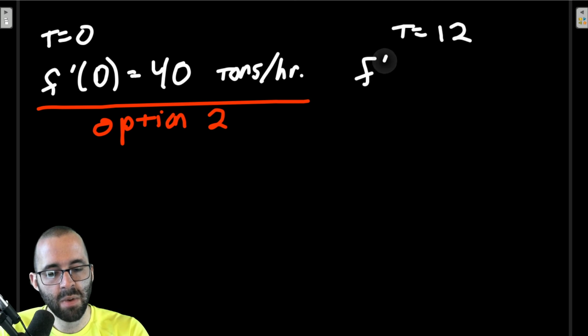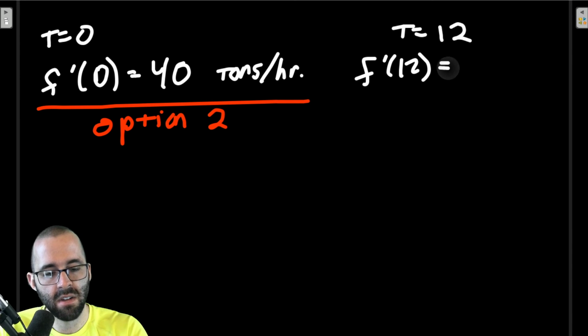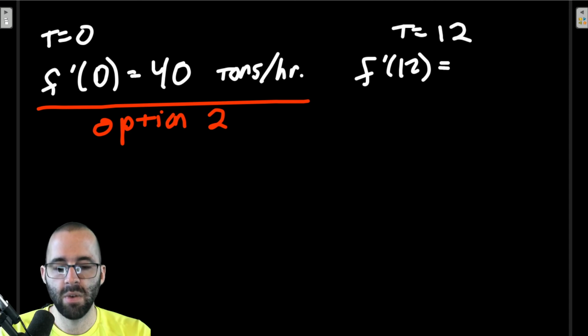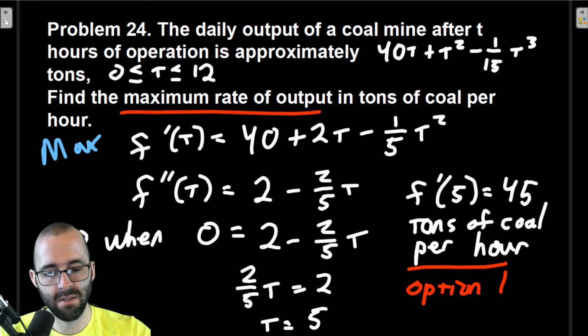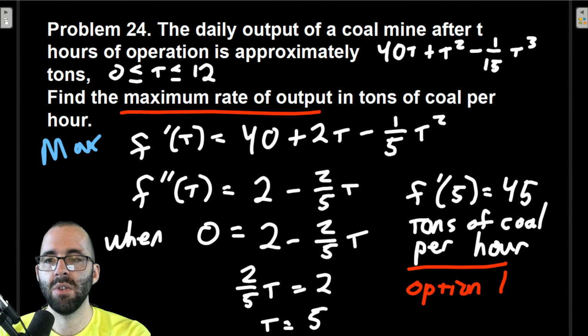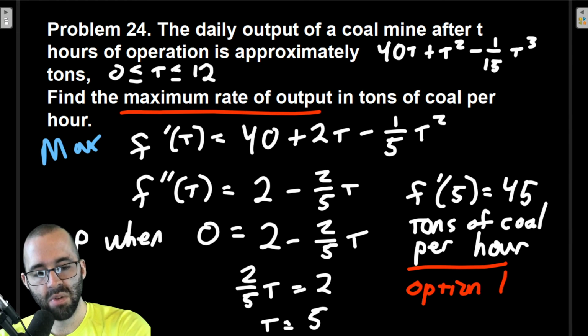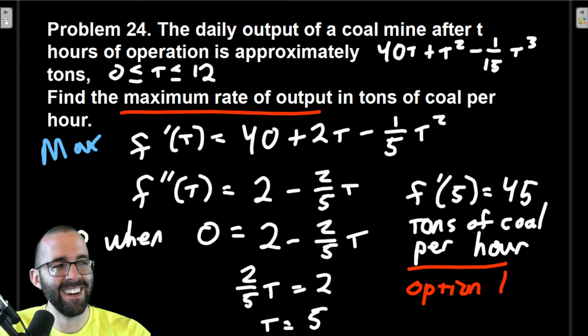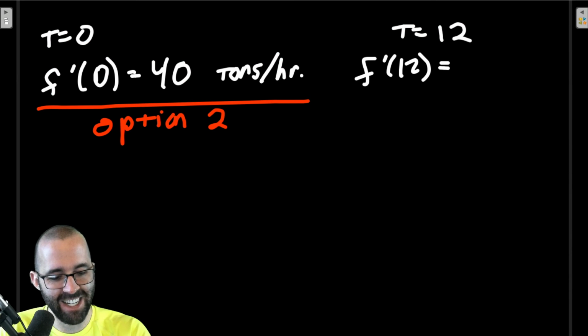And then at 12, we plug 12 into this function. I will plug in 12 real quick. I don't remember the function. So 40 plus 2 times 12, minus 1/5 times 12 squared. At the very end of the shift, 35.2.